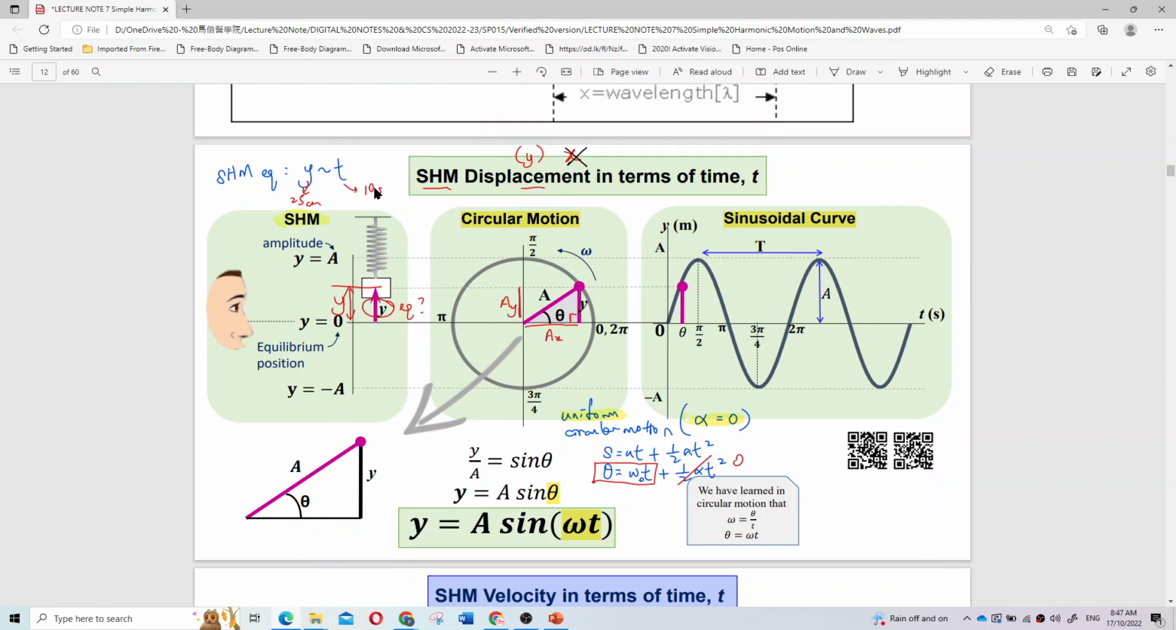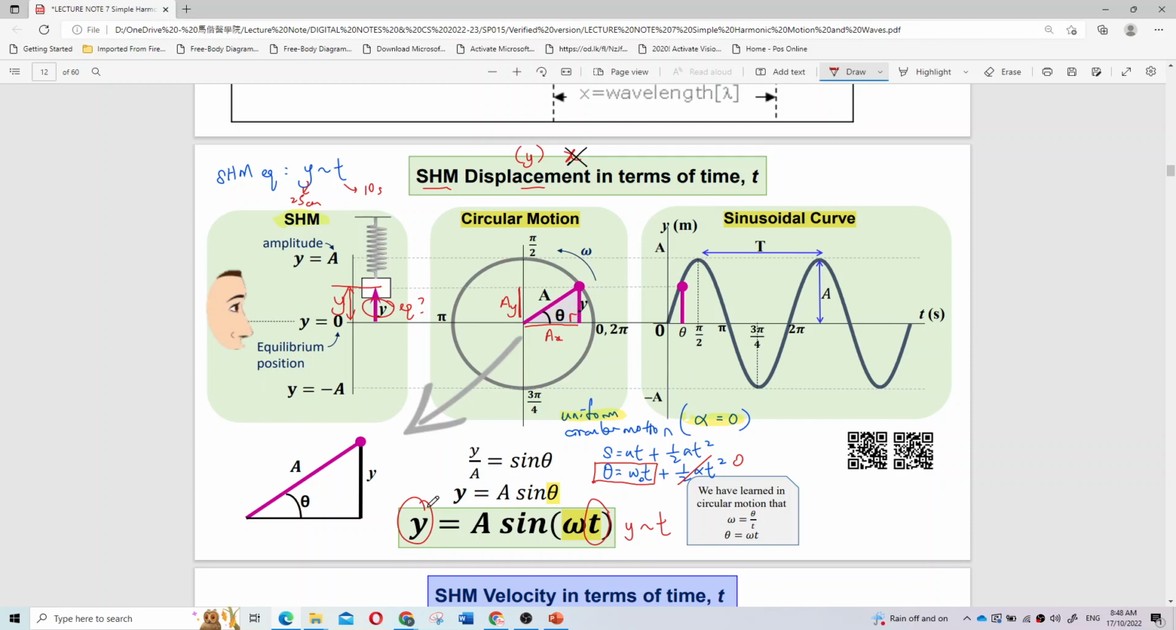Next time, if we put a time over here, let's say time equal to 10 seconds, we can calculate the displacement. How many cm? How far is it from the equilibrium position? That's why this theta needs to change to omega t, because we want a function of displacement versus time. So this is a y versus time equation. You understand, class? Yes, sir. So we put a time, let's say 10 seconds, and we can calculate the displacement.